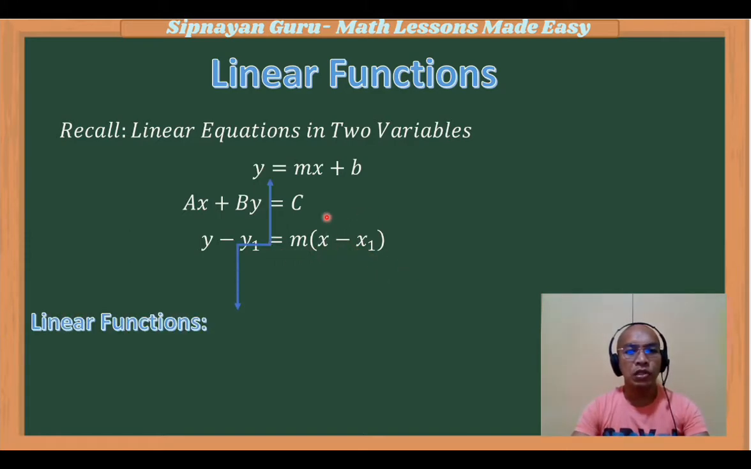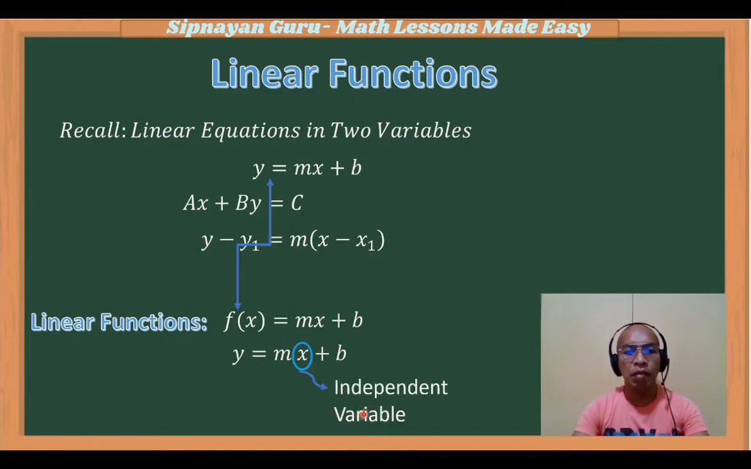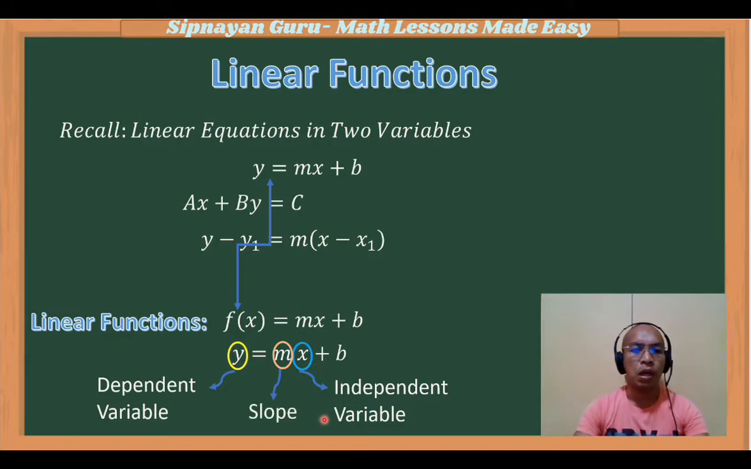So for the linear function y equals mx plus b, instead of using y, we use function of x. So function of x and y are just the same, in which x is the independent variable while y is the dependent variable. So again, x is the input, y is the output. And in the equation, m, the coefficient of x, represents the slope.